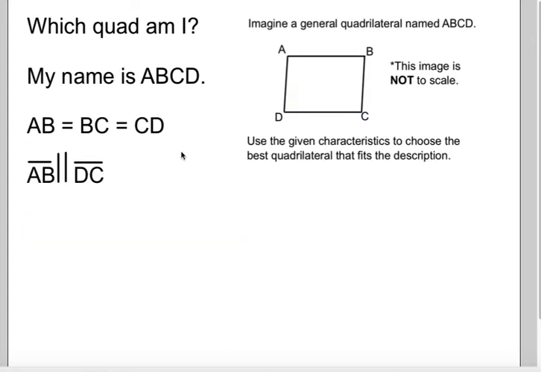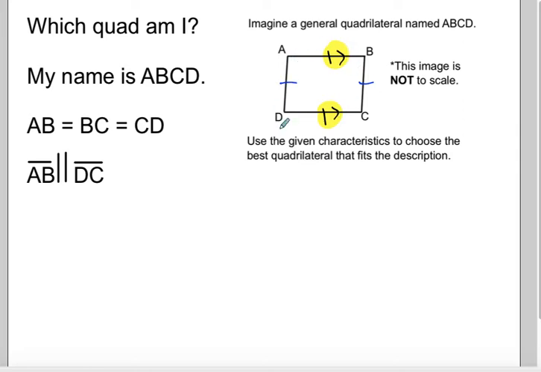On this one, we are told that AB, BC, and CD are all congruent. Now that does not mean that AD doesn't match. It just means we know for sure these 3 match. We also know that AB is parallel to DC. Since we have a pair of opposite sides that is both congruent and parallel, we know we for sure have a parallelogram. Having this additional side be congruent means that since it's a parallelogram and we know that opposite sides are congruent, that AD will also match BC.